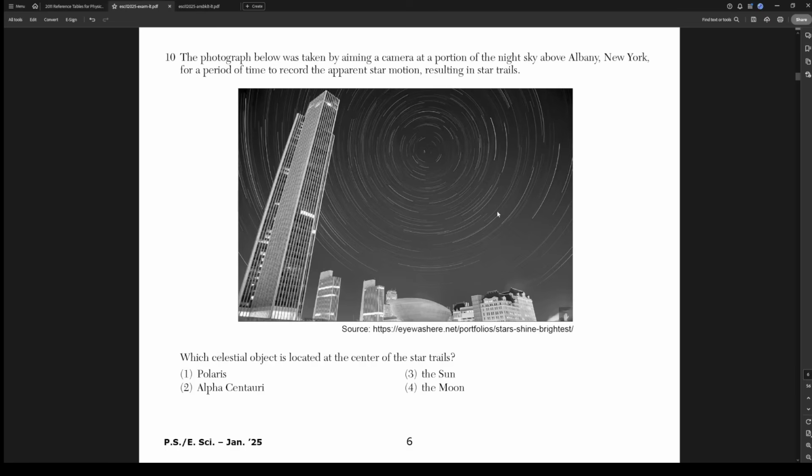All right, number 10. Okay, I see star trails automatically. That is Polaris. That is just something you have to remember. So all the other stars look like they're rotating around Polaris because Polaris is directly above the Earth's North Pole. So it looks like it stays in the same spot.